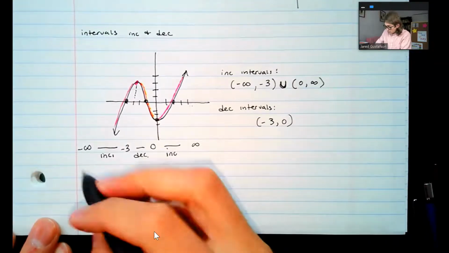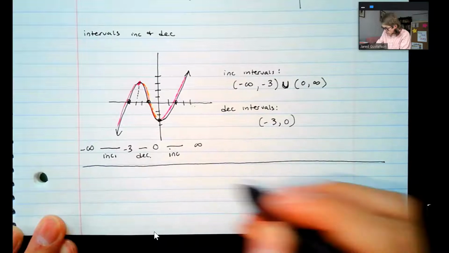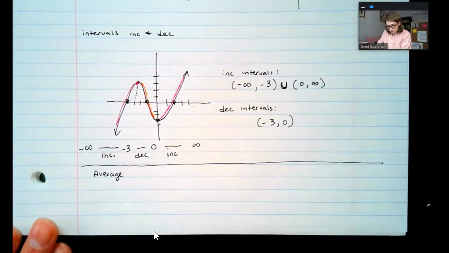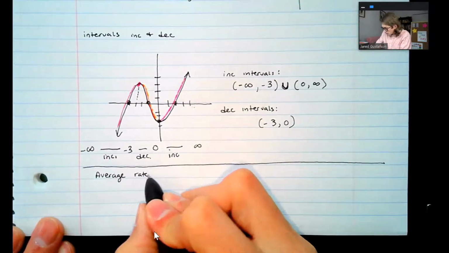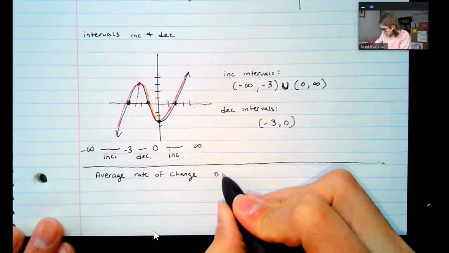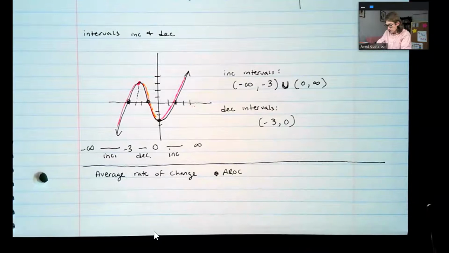Let's talk about average rate of change, another big calculus topic. I guess maybe not as big. Seems big at the start. Average rate of change. Might abbreviate it as AROC, average rate of change.